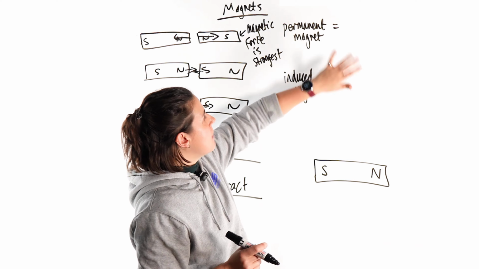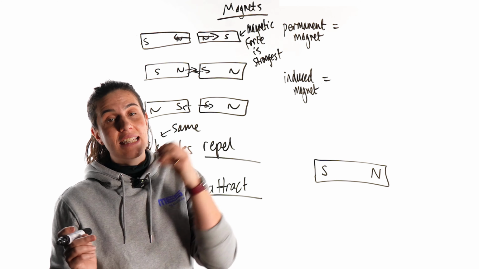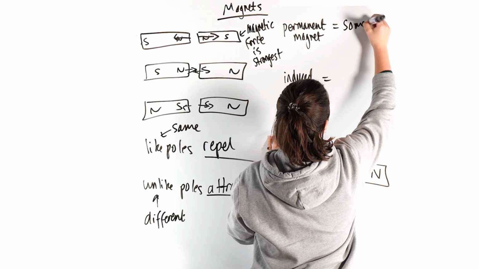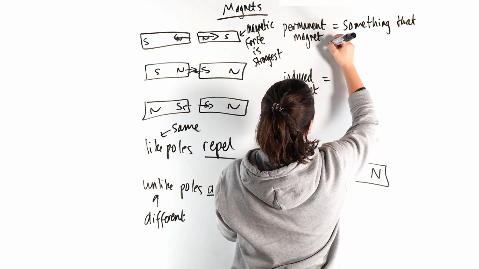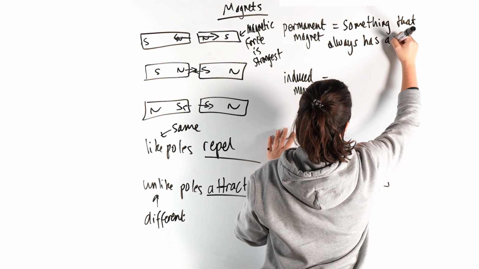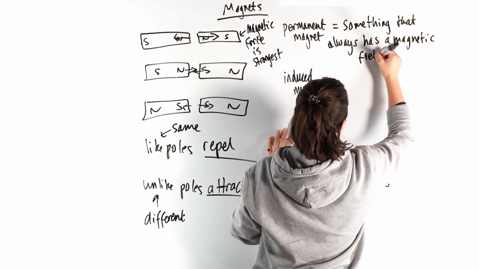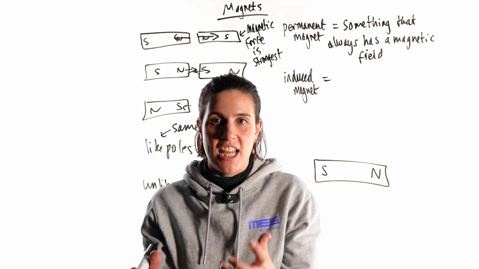Now, I've got two different types of magnets. I've got a permanent magnet and an induced magnet. So a permanent magnet is, as the name suggests, something that always has a magnetic field. So it will always be magnetic, okay?